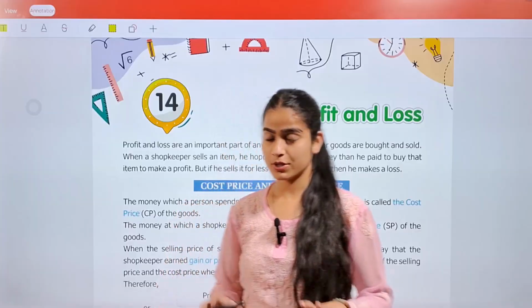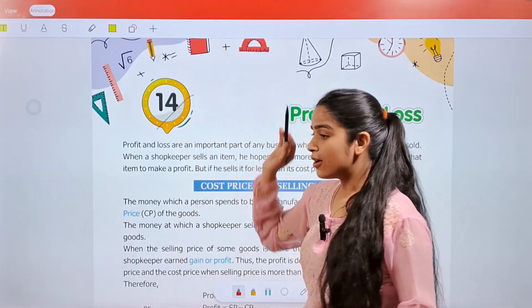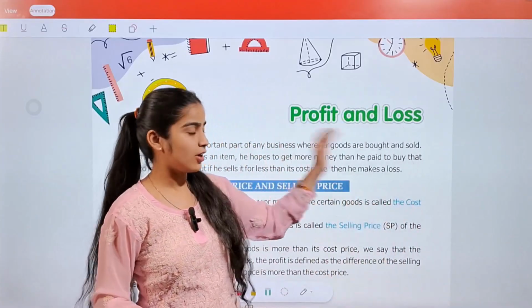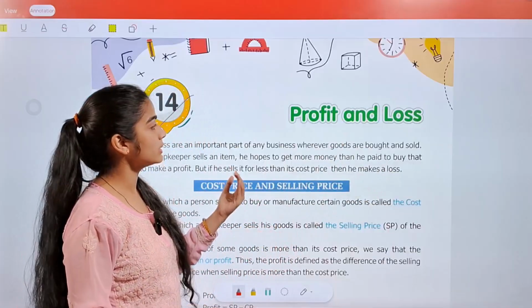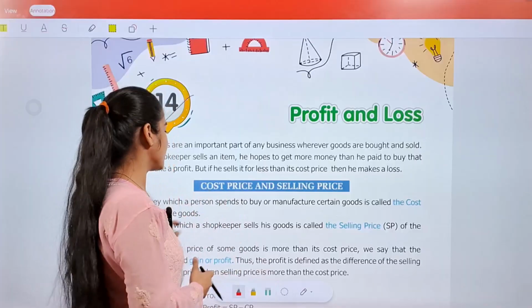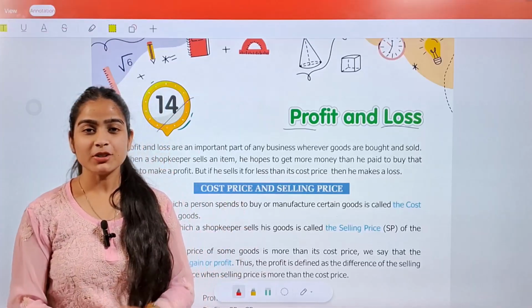So students, today we have chapter number 14, which is profit and loss. यानी कि अब आपको देख लेना है कि आपका profit हो रहा है या आपका loss हो रहा है, and how you have to identify. Let's learn it together. So now we are talking about the profit and loss.